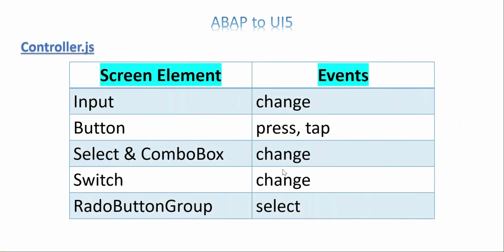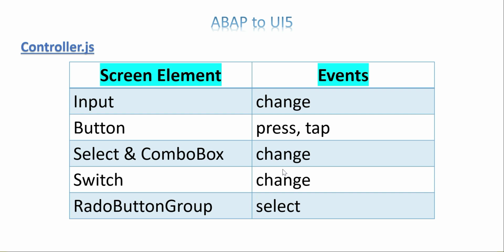So the next one is a few sample events which we are going to use in today's session. For input, it's change. For button, it's press or tap. Tap is nothing but the tab; whenever you press the tab, the event automatically triggers. For select and combo box, list box, you have an event called change, and for switch, on and off, you have a change. Radio button group, it says select. Whenever there is a select, the event triggers, and then that needs to be triggered automatically.